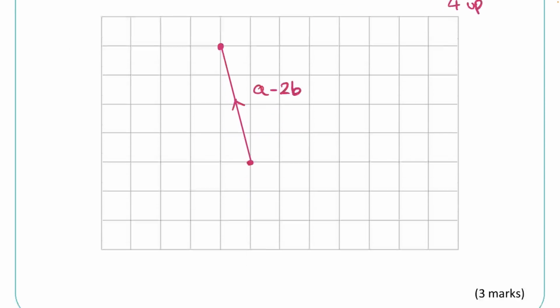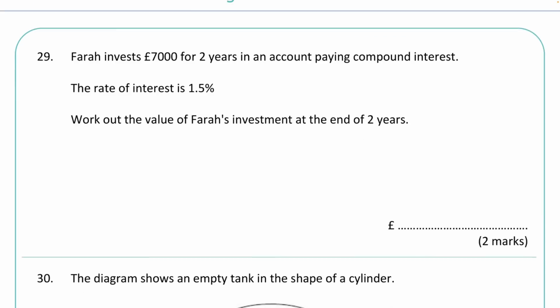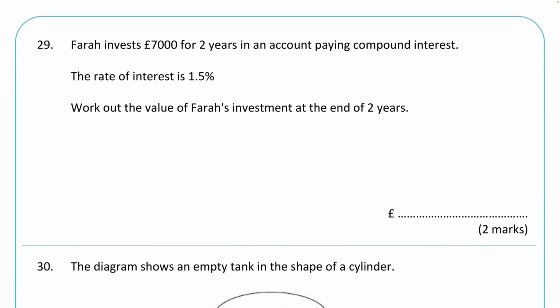But there we go, that was some column vectors. Question 29 says Farah invests £7,000 for 2 years in an account paying compound interest. The rate of interest is 1.5%. Work out the value of Farah's investment at the end of 2 years.